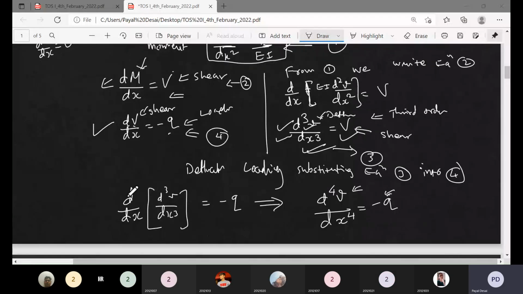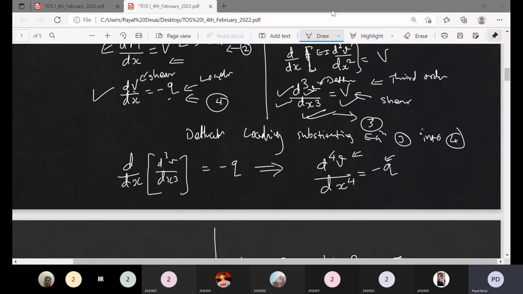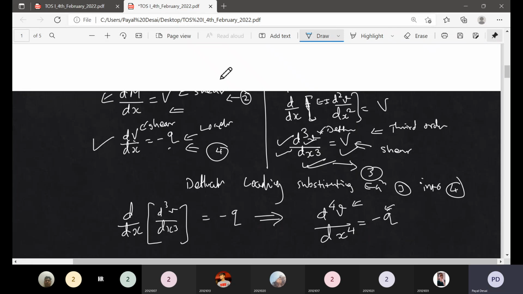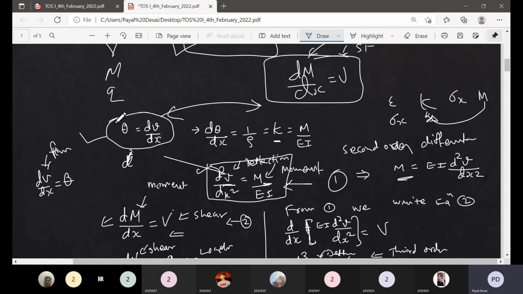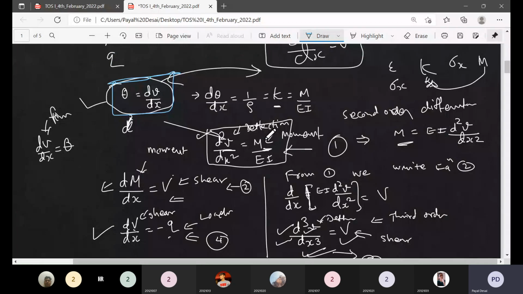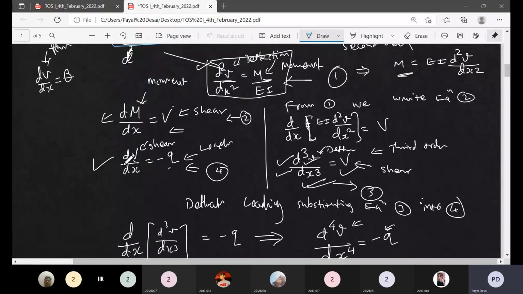So this is a summary. You can see the formulas here. Just keep in mind these equations; whenever I ask, you should know this. Theta is a derivative of deflection. Then the second order derivative of deflection is the moment relation: d square v by dx square is equal to M over EI. Then the first order relations with shear and moment, and shear and loading.